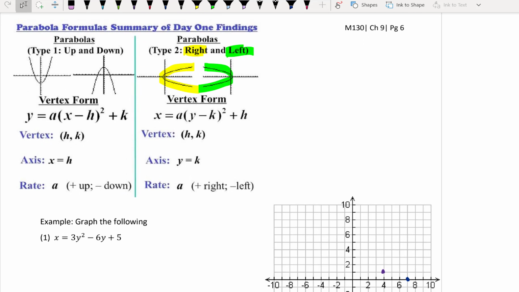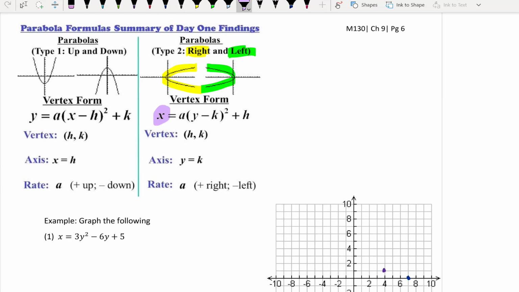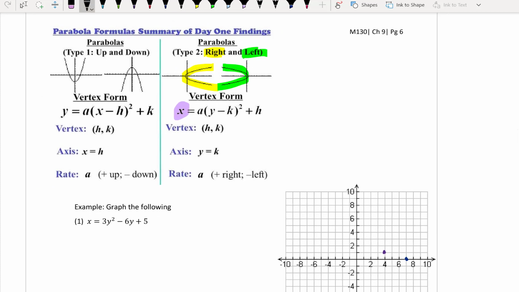And so that vertex form, what's really different about it is that I have x equals instead of y equals. Okay, so that's kind of interesting. So here I would normally have that y is equal to ax squared plus bx plus c. But now that it's opening to the left and right, I would have x is equal to ay squared plus by plus c. And that's what we have in equation number 1.